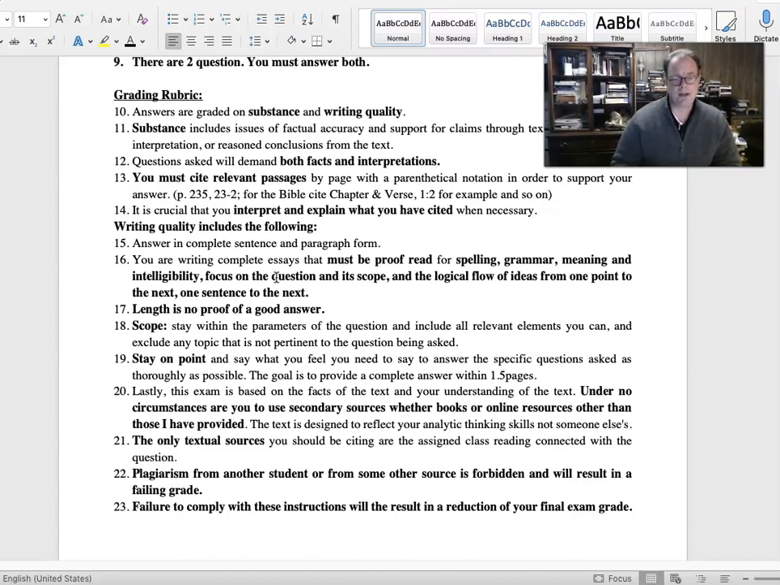First basic one, answers in complete sentence and paragraph form. No bullet points, no kind of phrases from notes and things of that sort. Particularly not, a lot of times I have bullet points on the PowerPoints. Those are not acceptable, right? You have to write in complete sentence paragraph form.